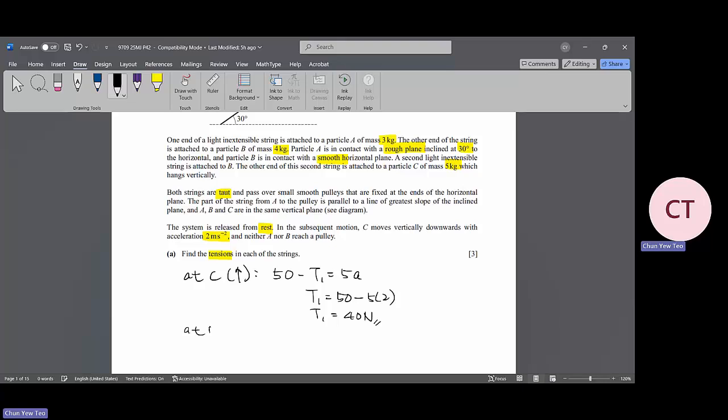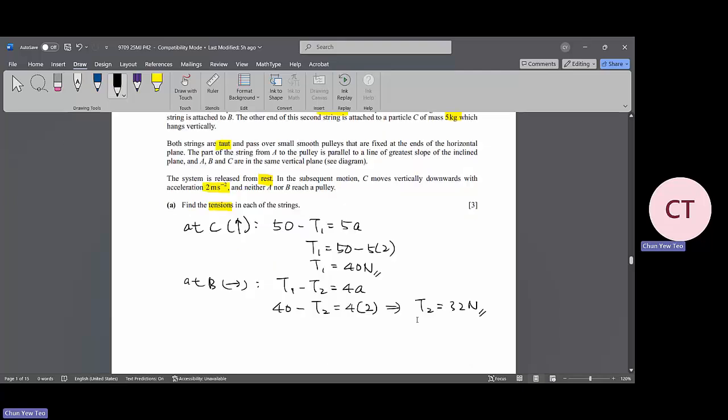Then at B, if you resolve the forces horizontally, you have D1 minus D2 equals the mass of B times a, which is 4a. So D1 is 40, D2 you do not know. We already know that a is 2, therefore your D2 is actually 32 Newton. So we have found D1 and D2, done for part A.